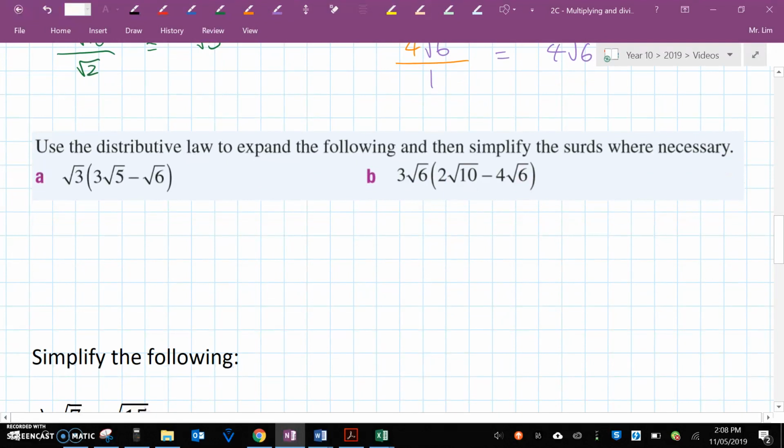Use the distributive law to expand the following and then simplify the surds when necessary. So we're going to expand this. Root 3 times 3 root 5. The number outside of the square root 3 is just a 1. 1 times 3 is 3. Root 3 times root 5, because they're both underneath the square root sign, is root 15.